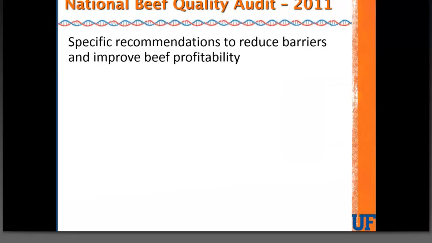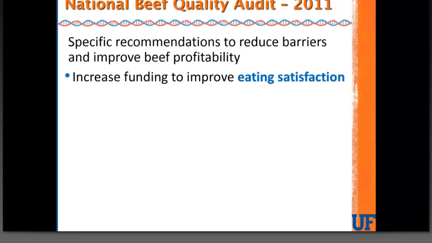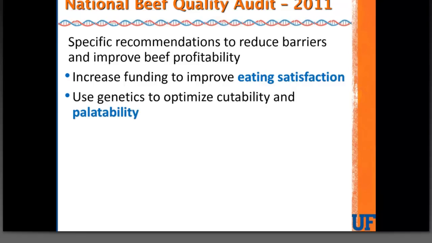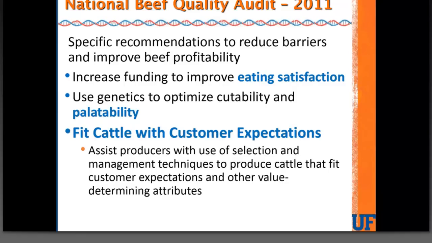Now, at the end of the 2011 National Beef Quality Audit, specific recommendations were made to reduce the barriers and improve beef profitability, and this included increased funding to improve eating satisfaction and use of genetics to optimize palatability. But overall the goal was to feed cattle to meet customer expectations, which will require assisting producers with selection and management techniques to help them produce cattle that meet customer expectations.